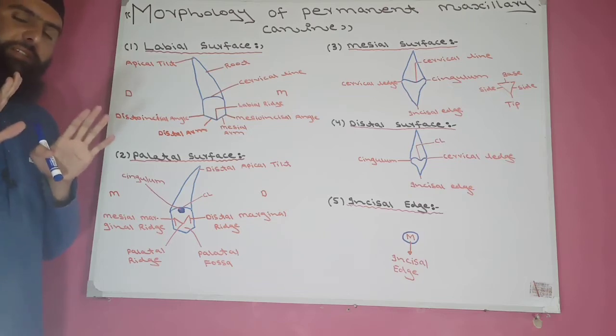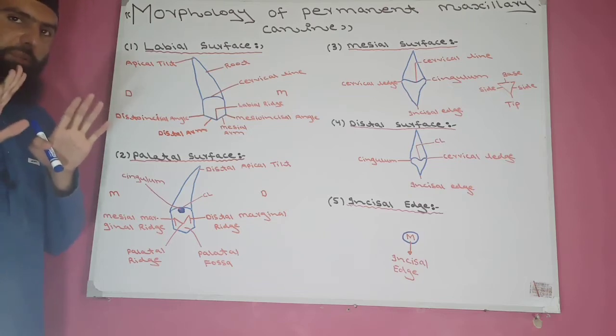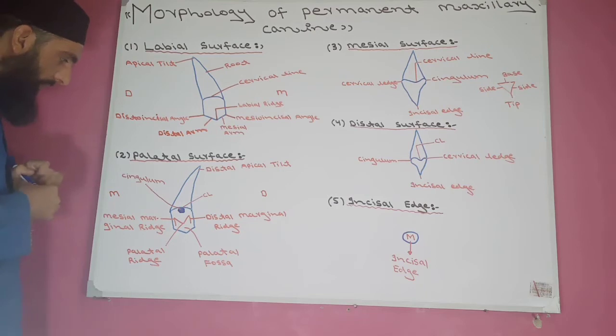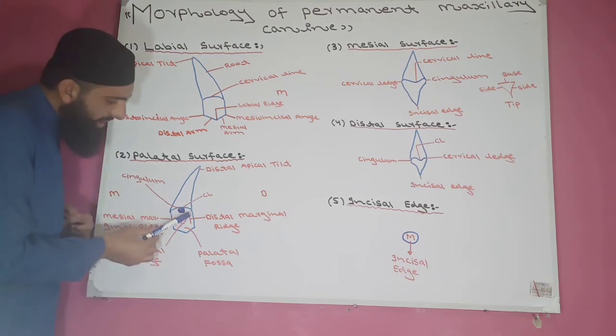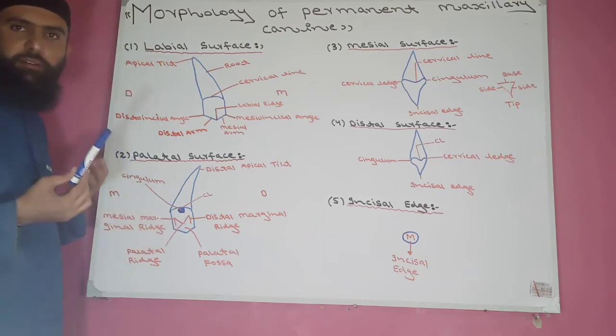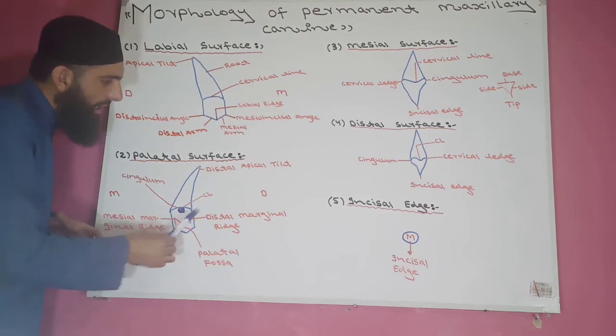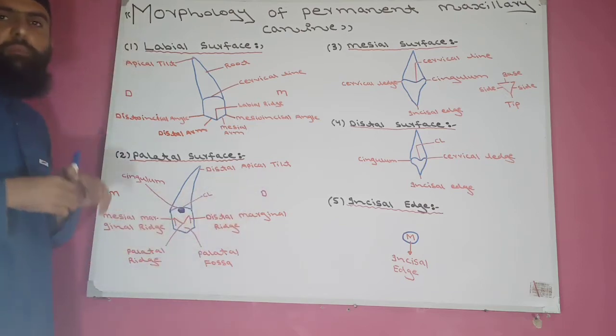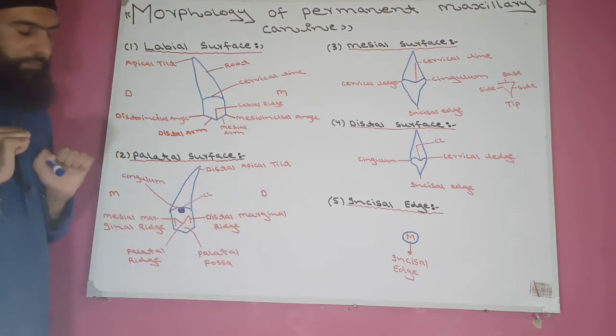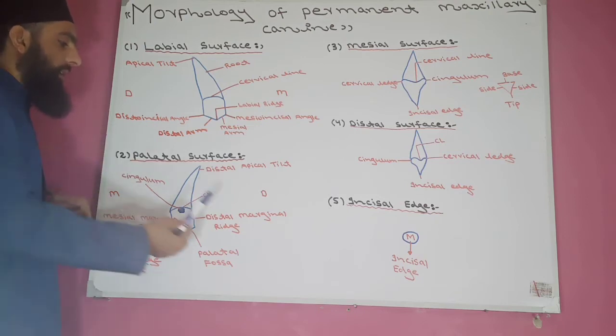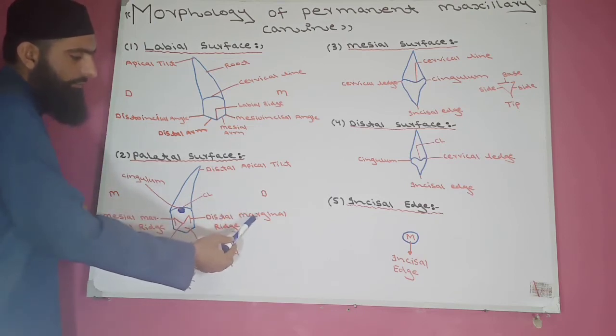Which important structures are present on the palatal surface? Now, on the palatal surface, first there is a vertical elevation which is known as a ridge. Now this vertical elevation is present on the distal surface. Therefore this is known as the distal ridge. But one name is additional here: marginal.